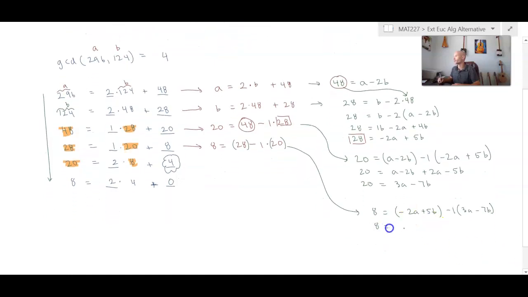Okay, combine like terms, negative 2a plus 5b, distribute the negative 1. That gives me this quantity, and I get 8 is equal to negative 5a, combining like terms, plus 12b is equal to 8. Now, just to check my work once again, I can do negative 5 times 296, which is my value of a, plus 12 times 124, which is my value of b, and lo and behold, we get 8. So everything is good so far.